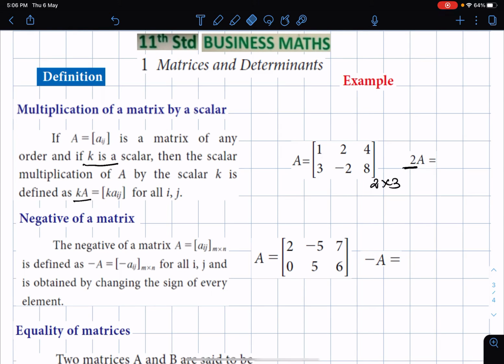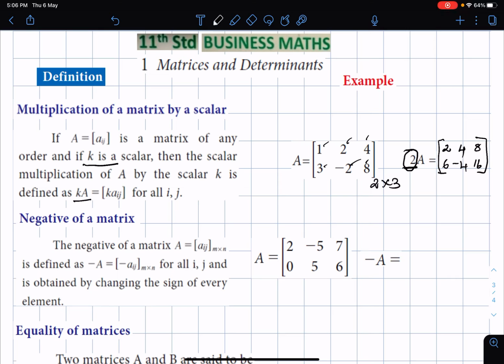And cross out all these ones so that it will be easy for you to understand. So here 1 into 2 is going to be 2, 2 into 2 is going to be 4, and 2 into 4 is going to be 8. Similarly, 2 into 3 is 6, minus 4 and 16. This is going to be your 2A. So whatever scalar is given, it is multiplied by every element of the given matrix. That is the multiplication of a matrix by a scalar.